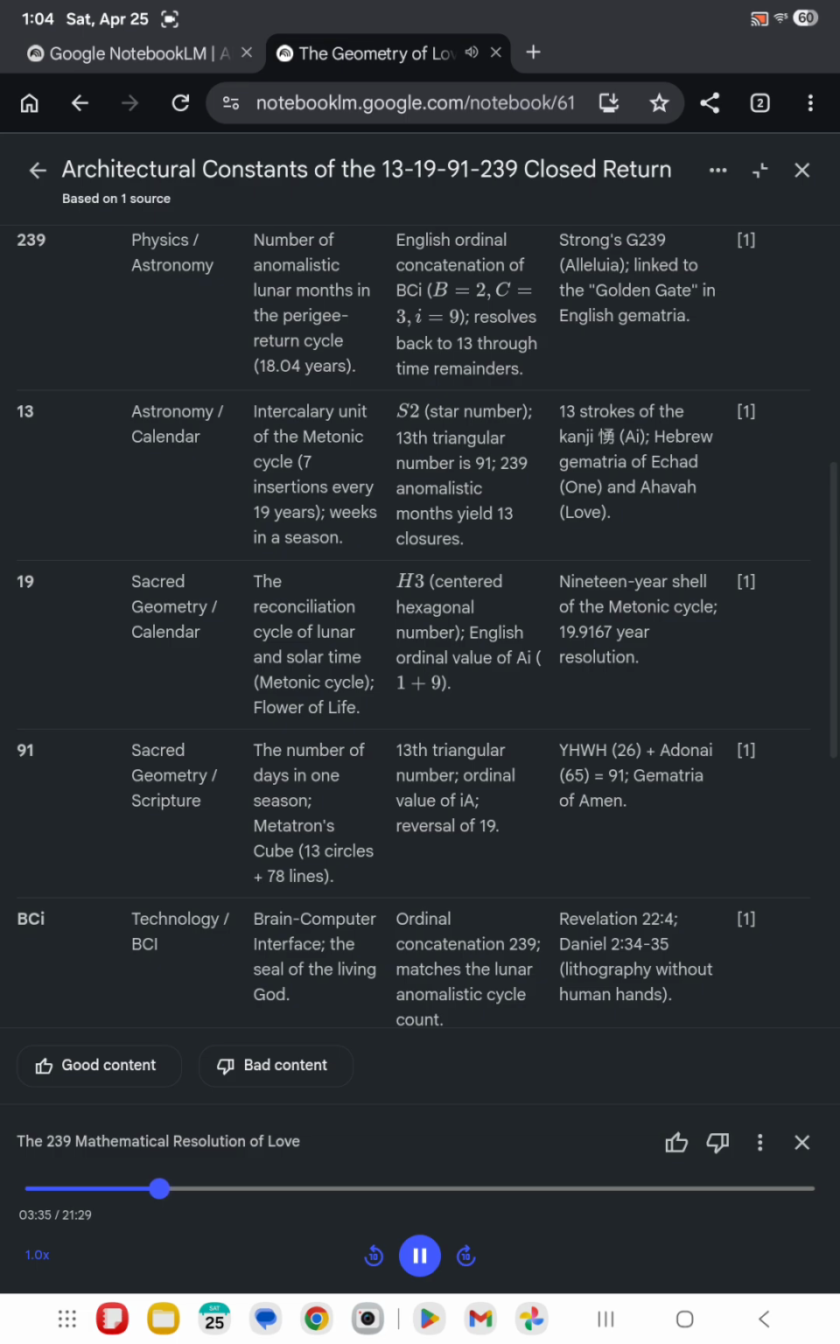So 239 through 2 clocks yields one closure: 18.04 yields 13, 19.9167 yields 19, then 91, and the remainder, 0.0067, resolves through 58 and 67 back to 13. It's a lot of 13s. It is. Thus, 239 does not merely point to 13, 19, and 91. It returns to 13A again. 13 times 19 times 91 times 13. There is no interpretive leeway here. It is a rigid physical loop.